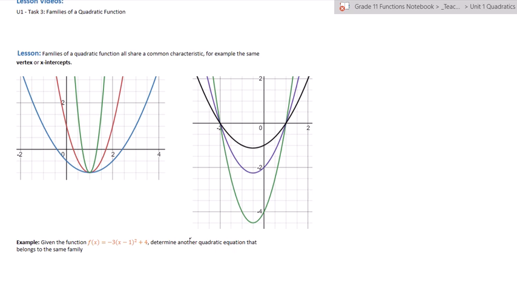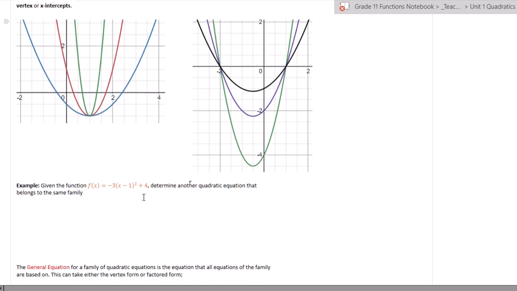So families of a quadratic function all share a common characteristic, for example, the same vertex or the same x-intercepts. In this case, on the left we have three functions that all share the same vertex, so they're all part of the same family. Whereas on the right we have three functions that don't share the same vertex, but they do share the same roots. That means each quadratic function can be part of two families, one for vertex and one for its roots.